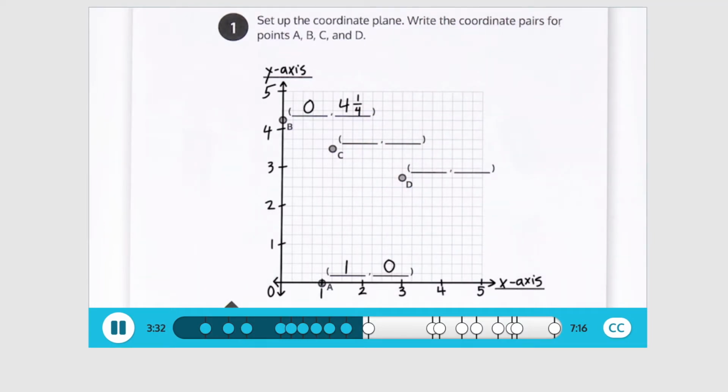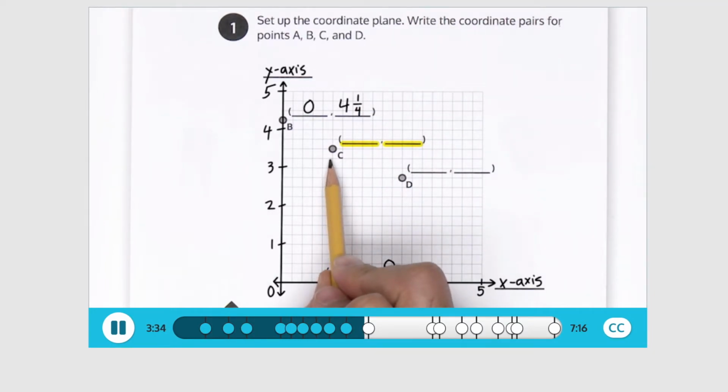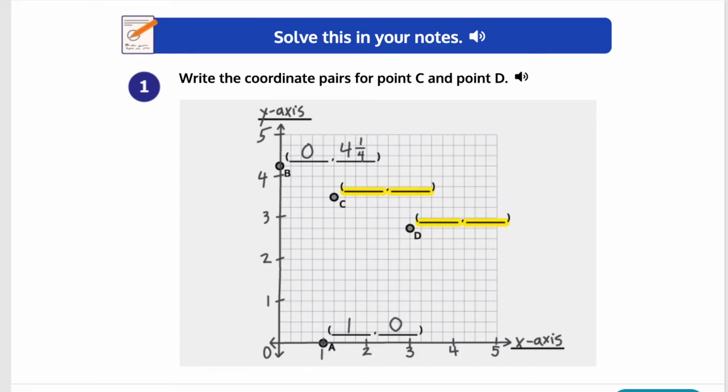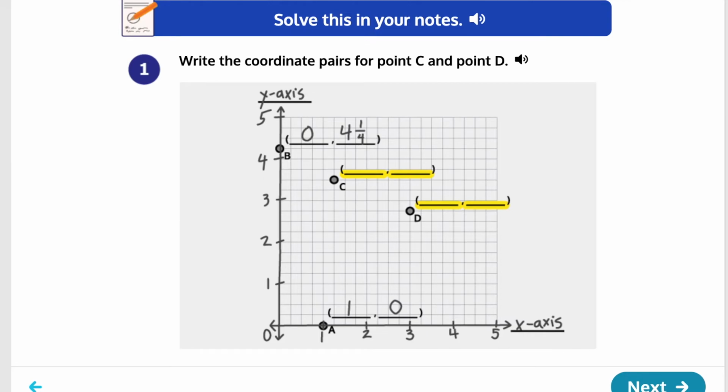Now, write the coordinate pairs for points C and D on your own. All right. Go ahead and work with a partner. So turn and talk. Find the coordinates of points C and D. Go ahead and pause the video to work on that now.